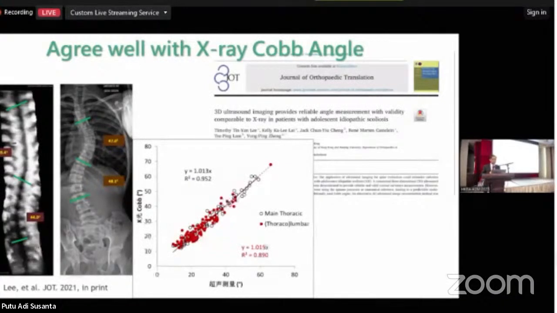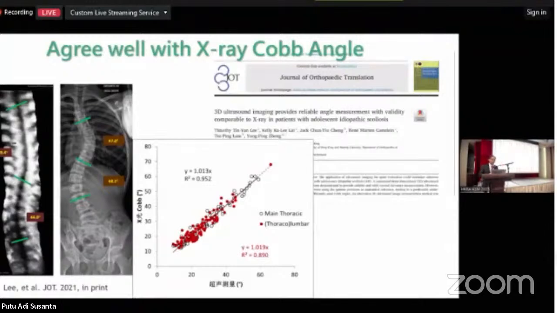So we have done a lot of research, and this is our latest one after a lot of enhancement. So you can see almost one-to-one. And remember, even with X-ray, two radiographers measuring will have deviations. So the standard deviation is around plus and minus 5 degrees. So therefore, that is in some way very nice.